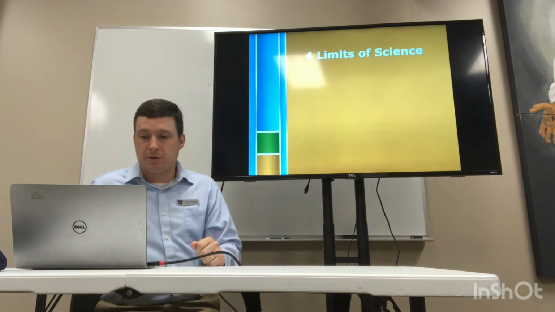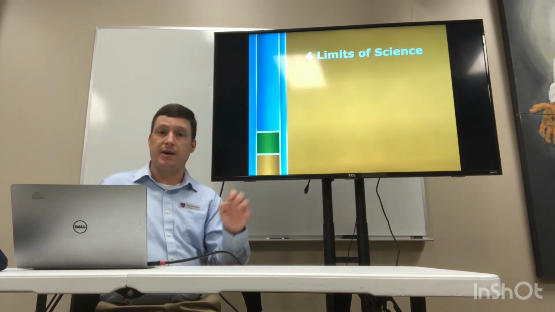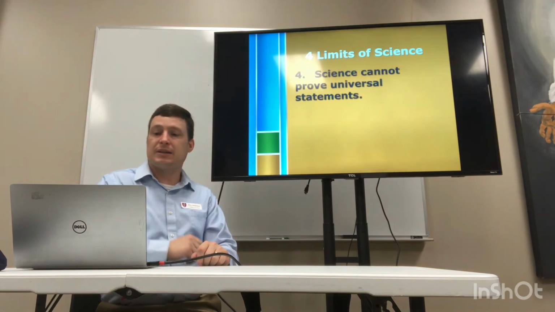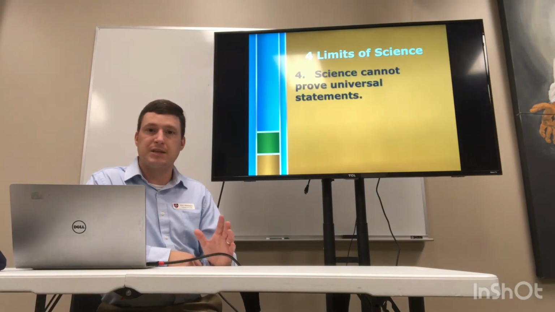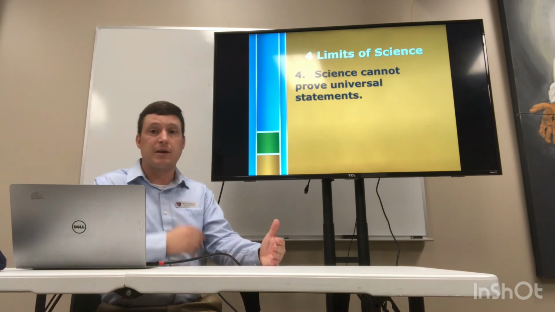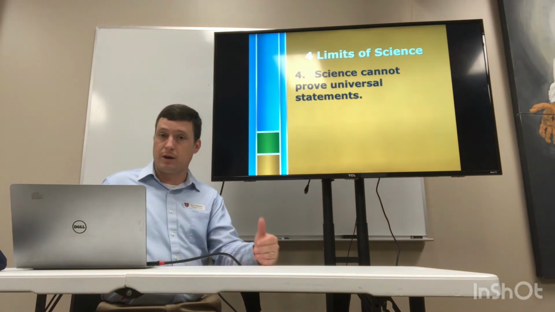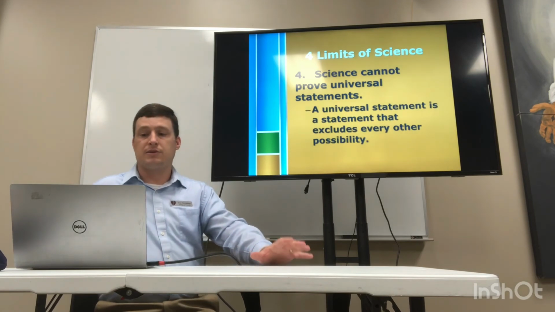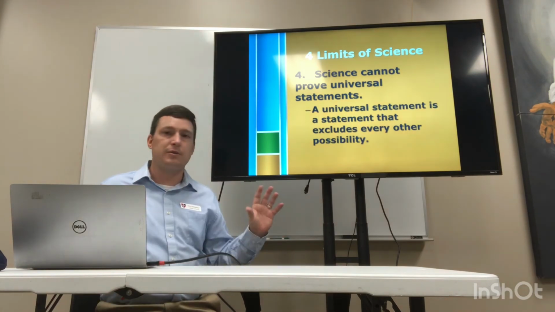Now, the fourth and the final limitation of science that we discussed in class. Science cannot prove universal statements. And we defined that. In fact, that was on the homework. The students had to write a universal statement. So a universal statement is this. It's a statement that excludes every other possibility.